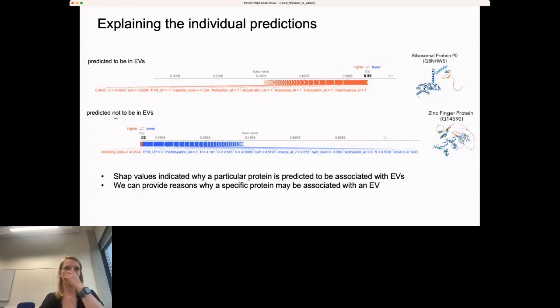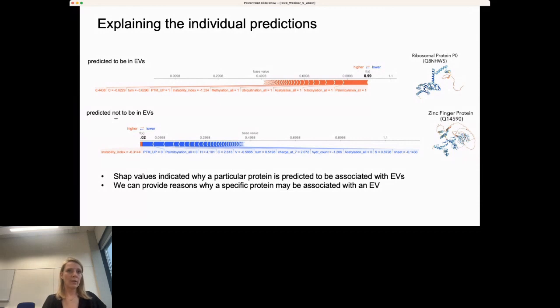So here, for example, we have a ribosomal protein that is very strongly predicted to be in EVs. And we can actually see that that prediction has mostly been made because this palmitoylation site is there. And you can also see that actually a lot of the other post-translational modification sites are present in this protein, and therefore it has a very high chance of being associated with an EV.